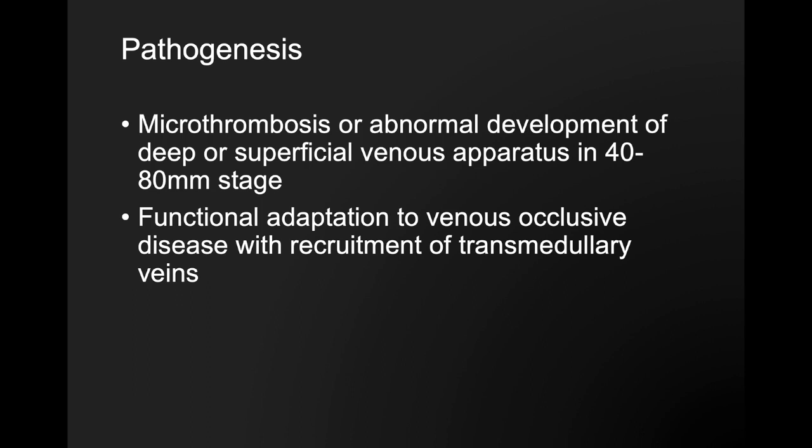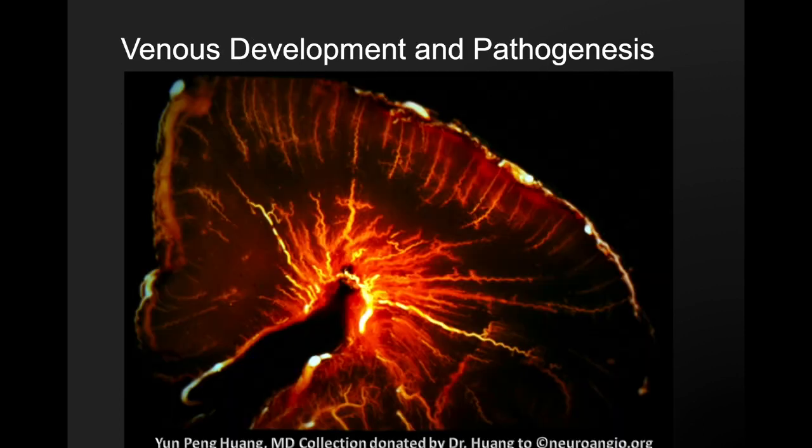It's also thought to be a functional adaptation to venous occlusive disease with recruitment of transmedullary veins. So essentially, you can think about it like if you have an occluded artery, you develop collaterals around that artery, and that's how that area gets perfused. Likewise, on the venous side, if you get some sort of venous occlusion, whether it's in a tiny parenchymal vein or in a cortical vein or a deep vein, you will get various patterns of rerouting that allow that area to drain properly.